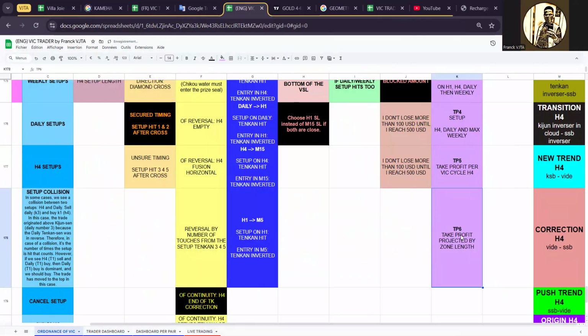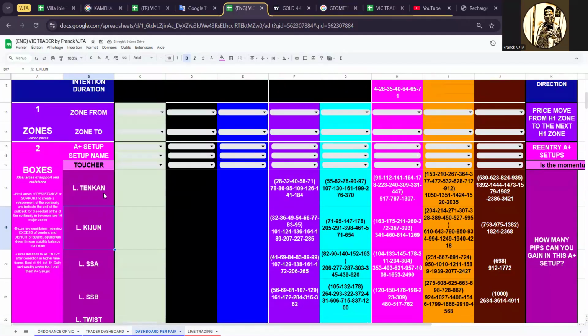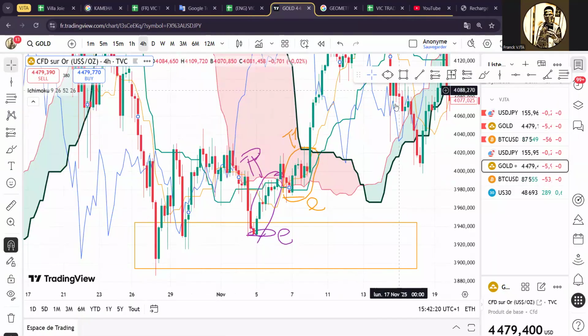Then the last take profit will be the zone projected by the length, the take profit projected by the setup zone length. What I call setup zone length is what I showed you here. I showed you that every setup has a minimum amount that it moves to the upside, and then you can predict it.